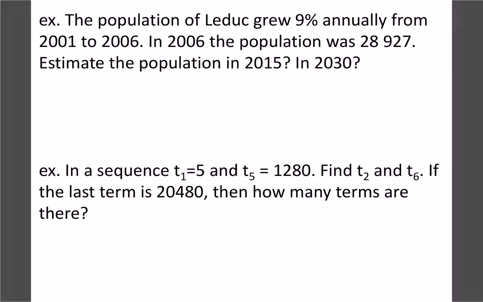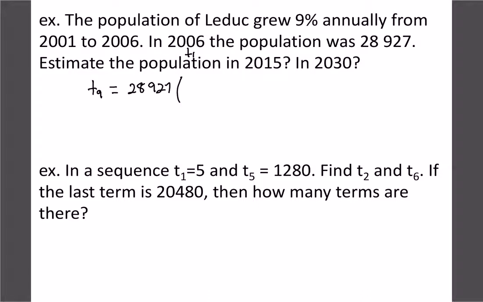We'll do a couple word problems. So here we got population of Leduc grows 9% annually from 2001 to 2006. In 2006 it started at 28,927. We want to figure out what it's going to be in 2015. So from 2006, if we call that our term 1, 2015 would be term 9, right? 2015 minus 2006. So we want term 9, so our term 1 is 28,927.